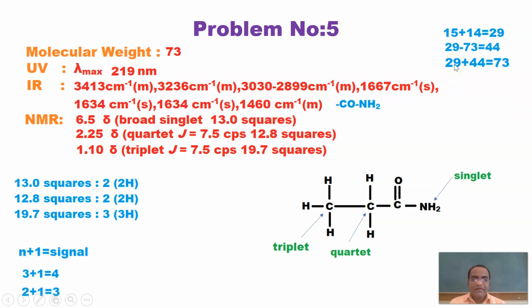So 29, as we have calculated for the triplet and quartet, and after that 44 for carbon 12, oxygen 16, nitrogen 14, and hydrogen 2. So collectively it becomes 44. Now the total value is 73. So it matches the exact molecular weight. And from this carbonyl or amide, we can say that it is a UV active type of compound. That is why it is showing a lambda max of 219.